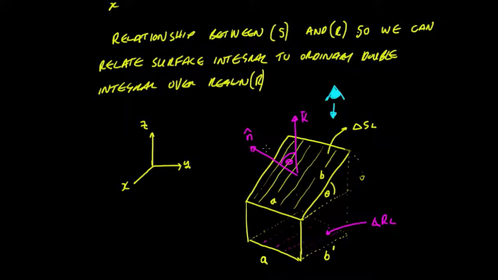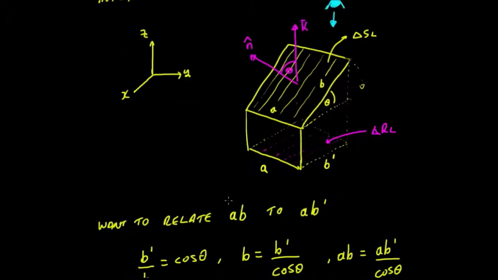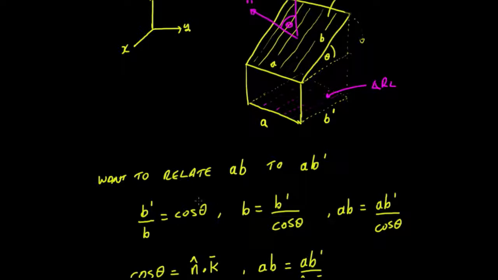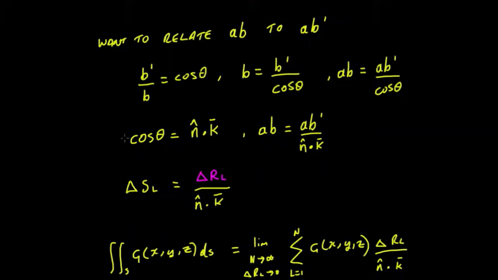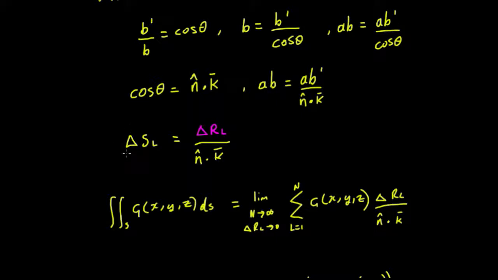And again, if you're unsure about dot product, then you can go and check it out in the snippet section. So we can now replace the cos theta with n dot k. So then we're able to write that AB is going to equal AB dash upon n dot k. So that means that we can rewrite our area, delta SL, as being equal to delta RL upon n dot k.